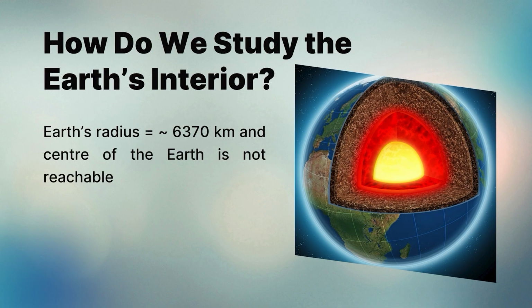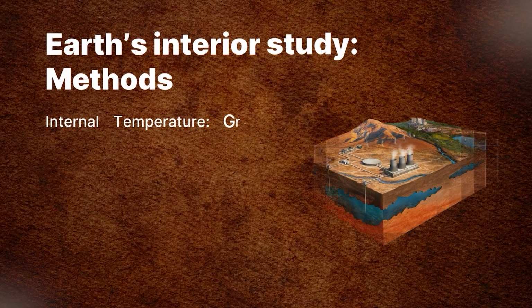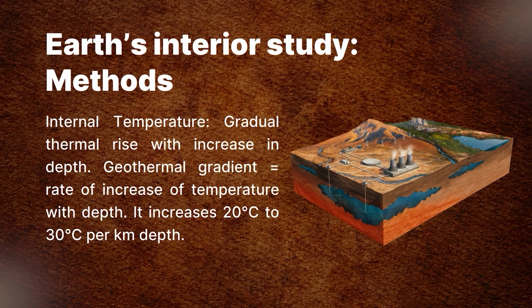The Earth's radius, as I said earlier, is around 6,370 kilometers, and the center of the earth is not reachable. Now the question arises, how do we study the interior of the earth? The study methods are primarily based on internal temperature, internal pressure, and density. These are the three main important physical properties by which we can ascertain the interior of the earth. First I will take up the internal temperature.